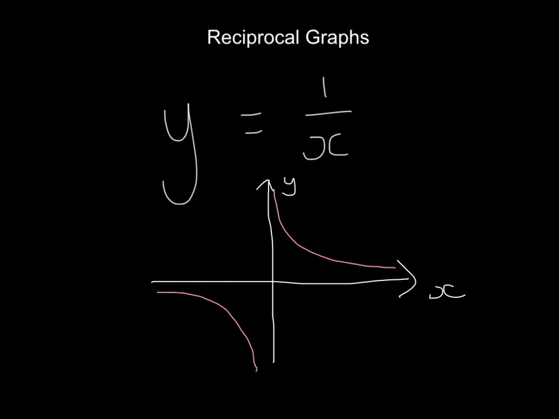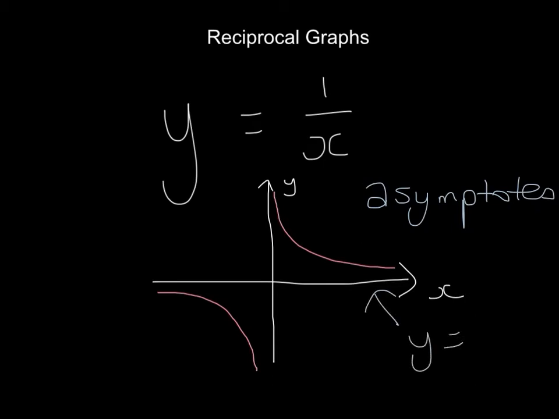And what happens with this graph is that these axes, the y and the x, are asymptotes. So this graph here gets really, really close to the axes, and here, and here, and here, but it never touches them. And that's what an asymptote is. So these two lines are called asymptotes. In this case, the x-axis, the equation of that line is y equals 0, and the equation of the y-axis is the line x equals 0. So those are the two asymptotes in this graph.